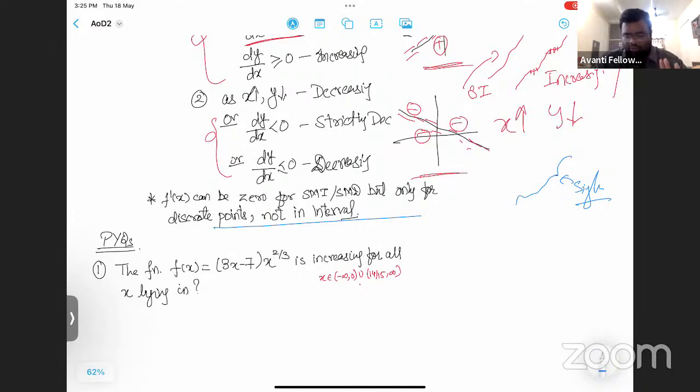f dash can be 0 for strictly monotonically increasing and strictly monotonically decreasing functions, but only for discrete points, not in intervals. If it's an increasing or decreasing function, it can be 0 throughout an interval, no issue with that. But if it's at just a single point, discretely, then we can say it's monotonically increasing. Example, this again 0, then 0, somewhat like that. So this is strictly increasing.